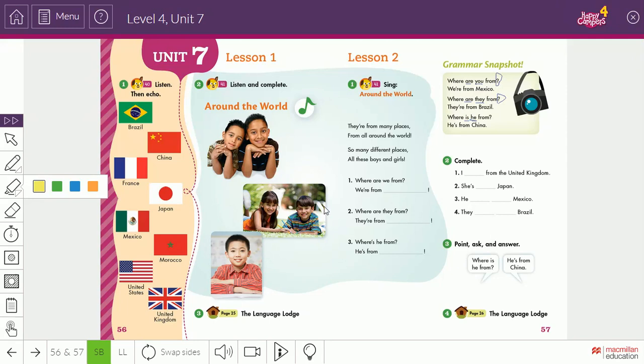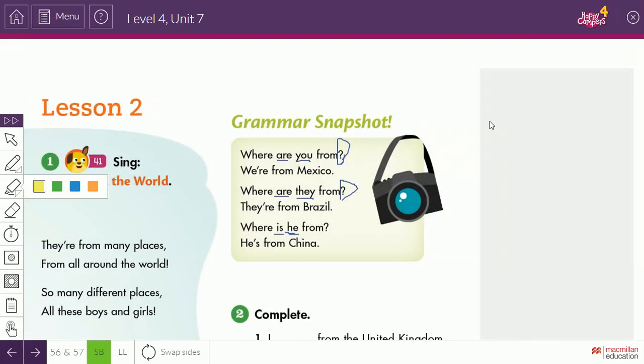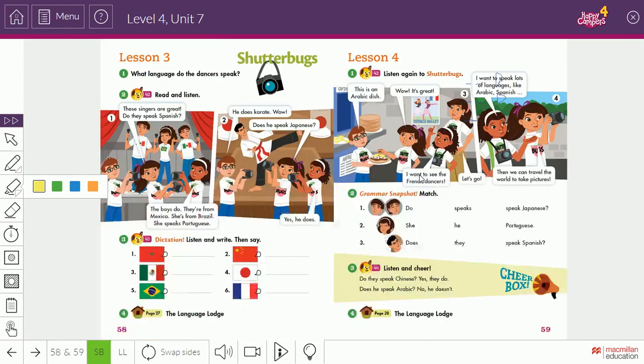Then we moved to the grammar snapshot, where we used singular and plural: is he from, or is she from. So we did: Where are you from? We're from Mexico. Where are they from? They're from Brazil. Where is he or she from? He or she's from China. Then we moved to Lesson 3, and we saw languages and nationalities.